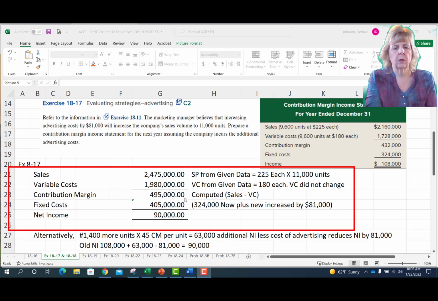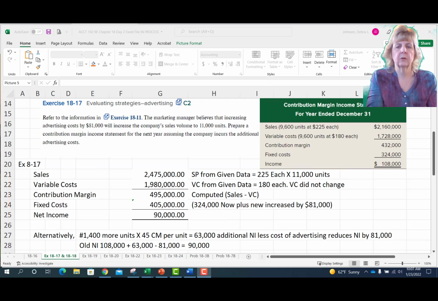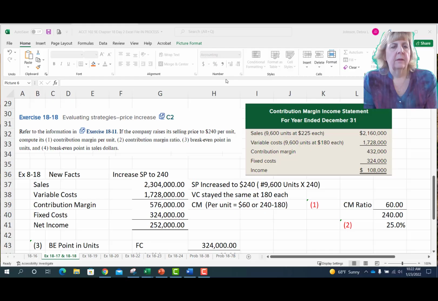We computed the new contribution margin. We took out the increased fixed cost due to the advertising campaign. And once again, we come up with $90,000. Take a moment to think about that alternative strategy, because I want you to get in the habit of utilizing those critical thinking skills. This related exercise talks about a selling price increase of $200 or up to $240 per unit.